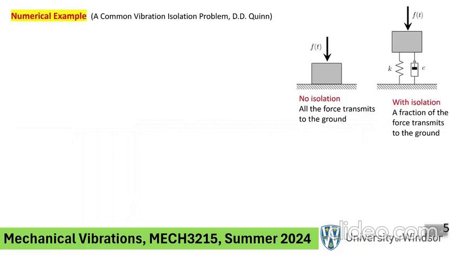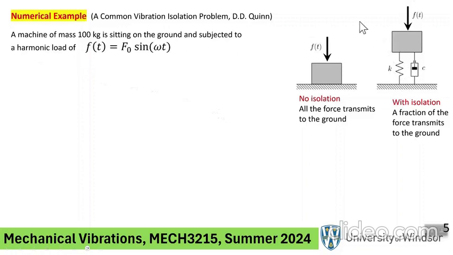Okay, so let's do a problem. Now, first of all, we know that if you have a mass not supported, sitting on the ground, and a load is applied to it, the entire force is transmitted to the ground. We know that. But we just learned that if we have a mass and a spring and a damper there, not all the force that you put up there is transmitted to the ground.